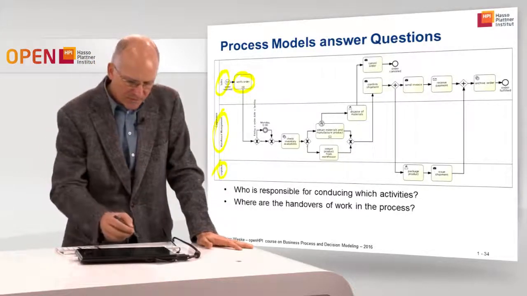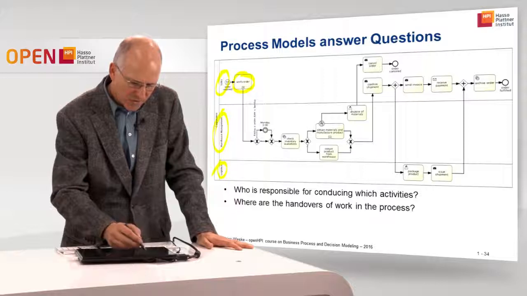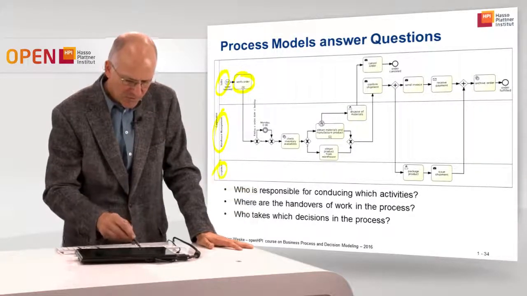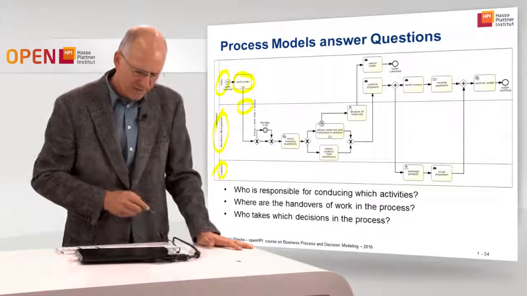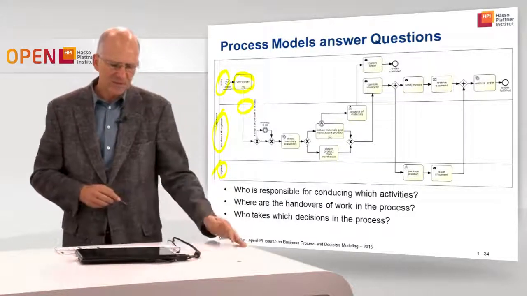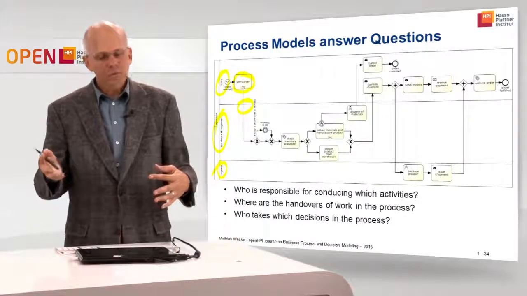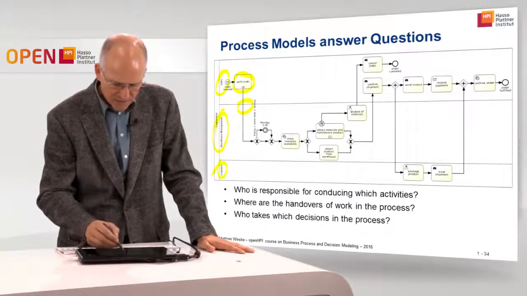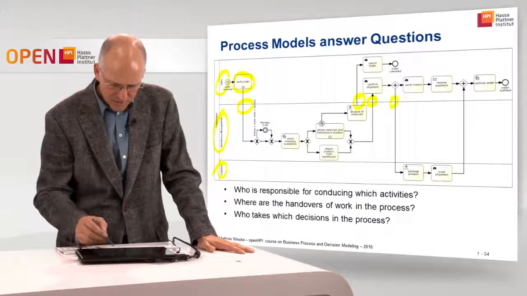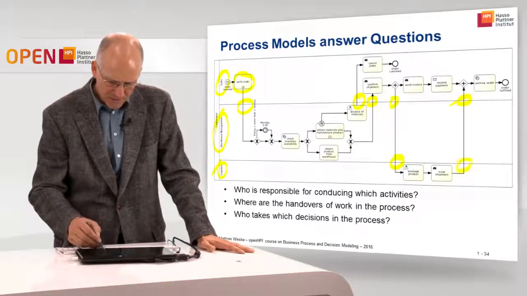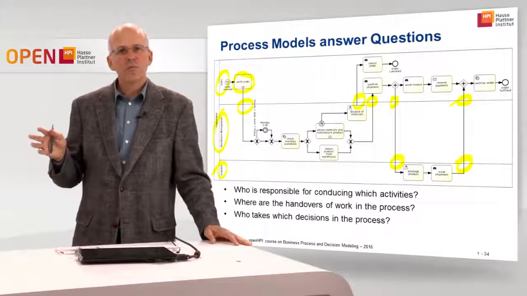And whenever the sequence flow crosses lanes, crosses a lane, let's say division, then a handover of work happens. So that happens here, that happens here, that happens here, here, and here. So we can study as well here and here. So we can study the handover of work.